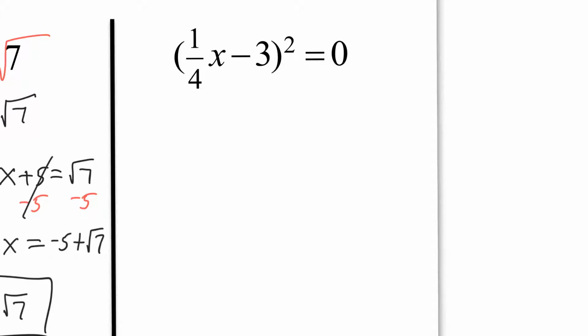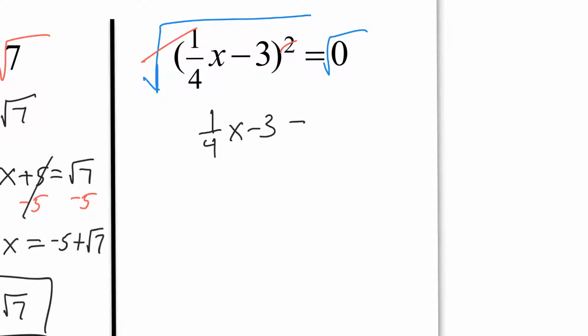And the last one I'm going to show you is where you have a parenthesis with the square, and you want it equal to 0. Well, let's get rid of the square. So I'm going to take the square root of this side, and I'm going to take the square root of the other side. So the square root and the square cancel. So I'm going to have 1/4 x minus 3 equals plus or minus. I need a positive and negative because I'm taking the square root, but we do have the square root of 0, and the square root of 0 is 0.